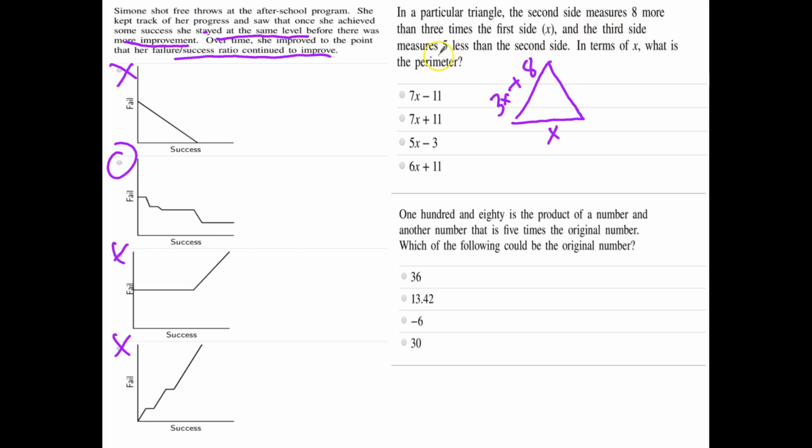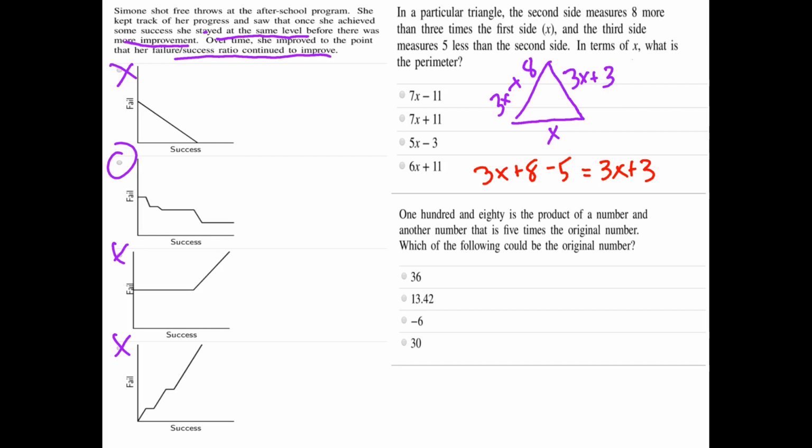The third side measures 5 less than the second side. So 5 less than this. If I say 5 less than you, I will take 5 away from you. Don't write this. Well, you can come down here and do this. 3x plus 8, 5 less than the second, minus 5 will give you 3x plus 3.